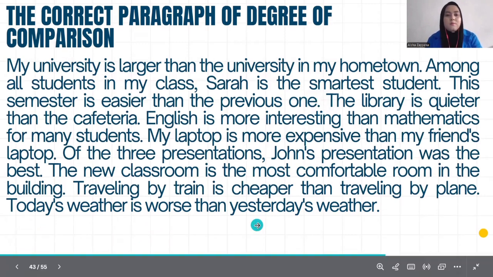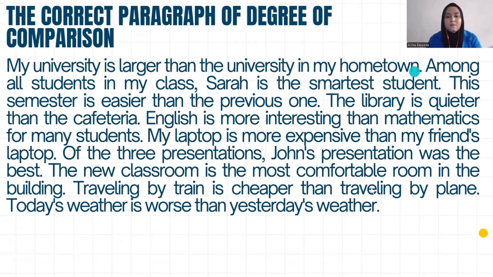And the correct paragraph from the degrees of comparison is: my university is larger than the university in my hometown. Among all students in my class, Sarah is the smartest student. This semester is easier than the previous one. The library is quieter than the cafeteria.